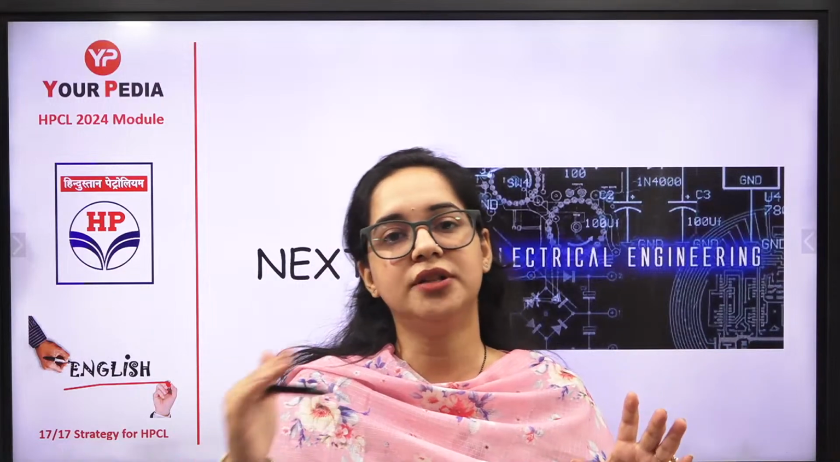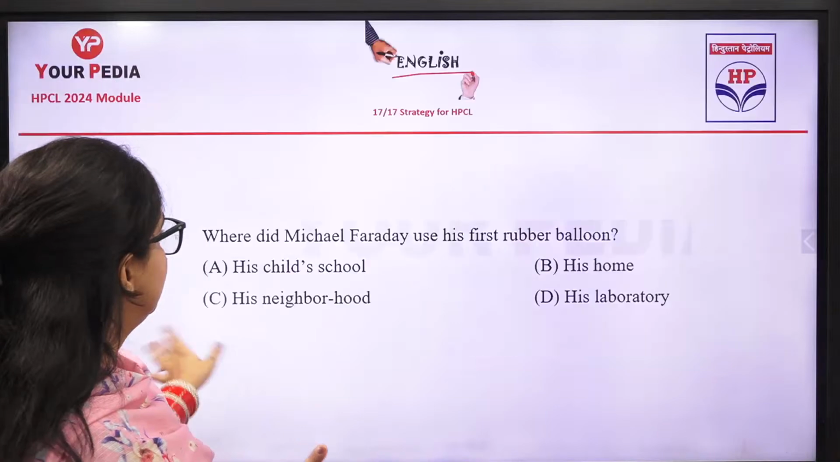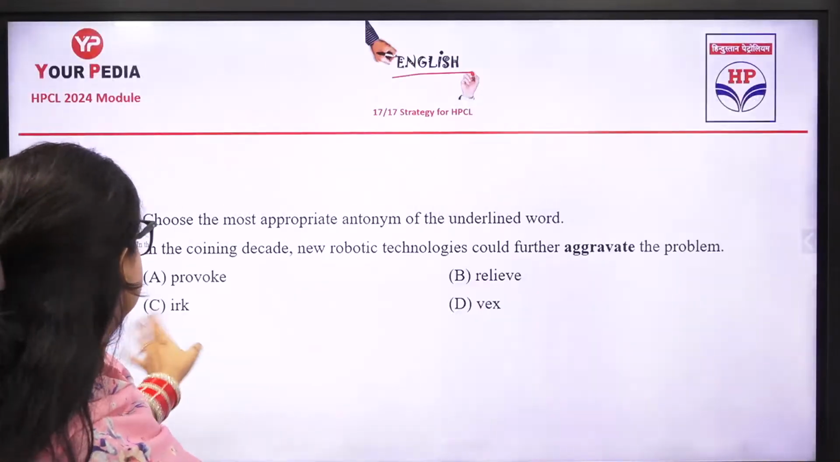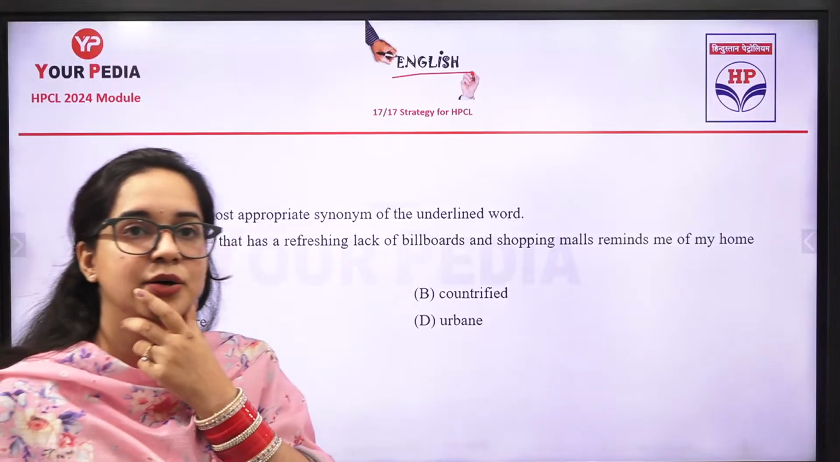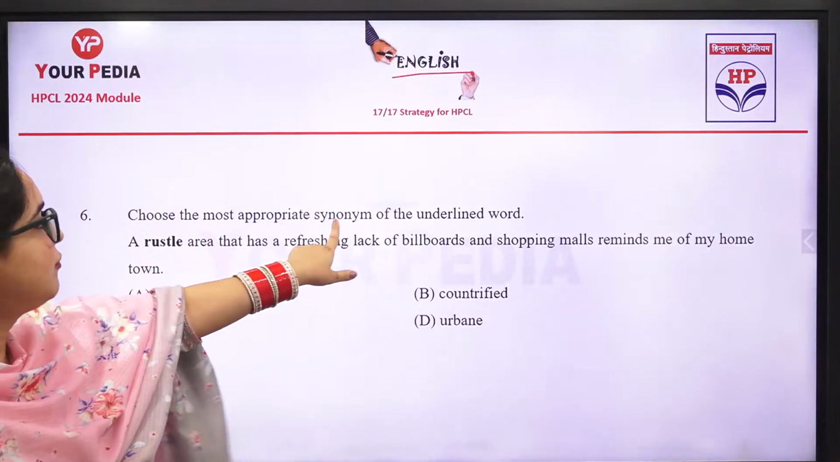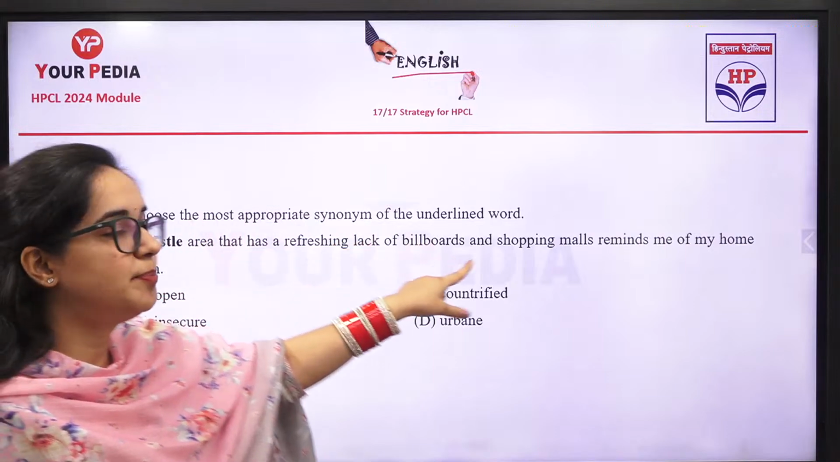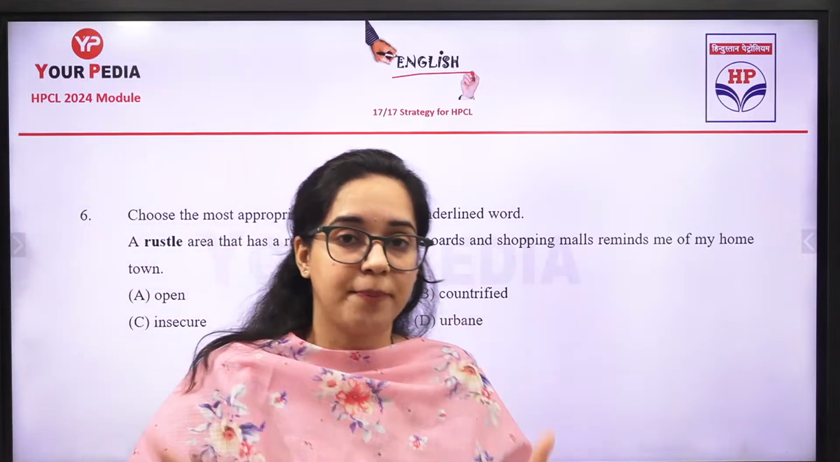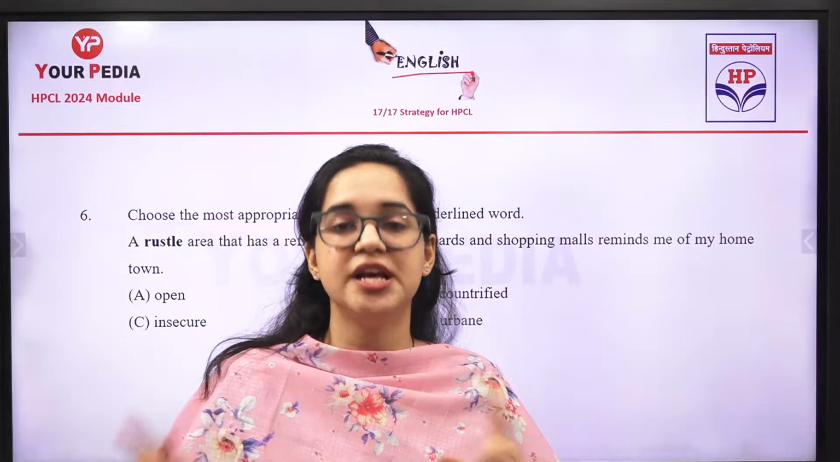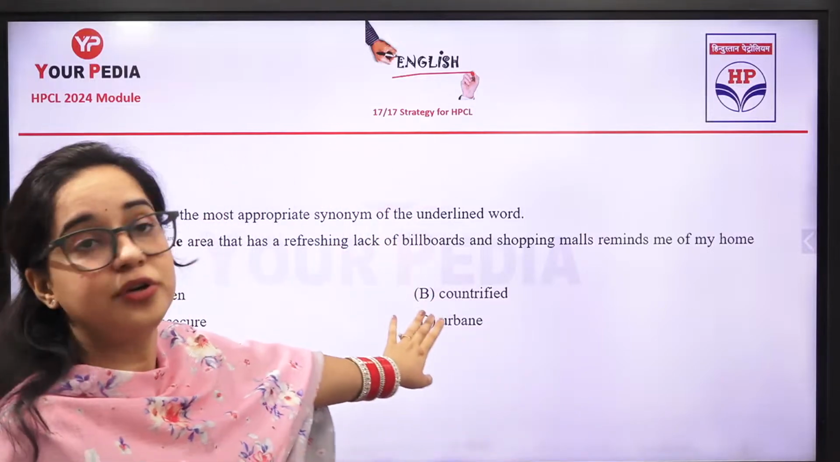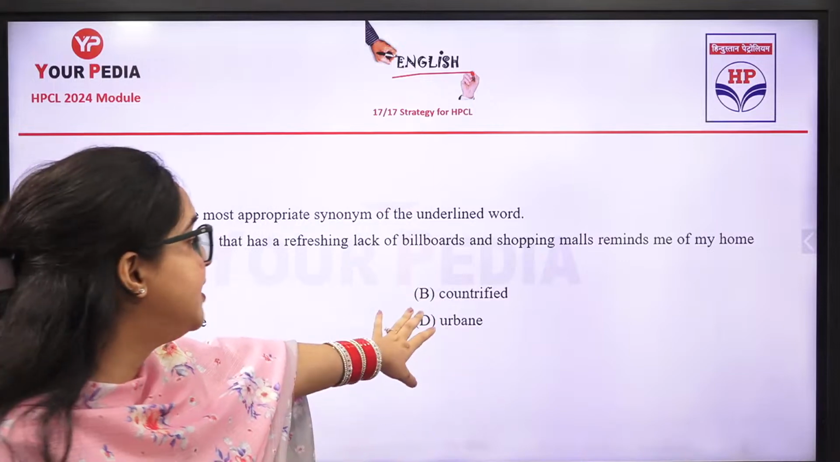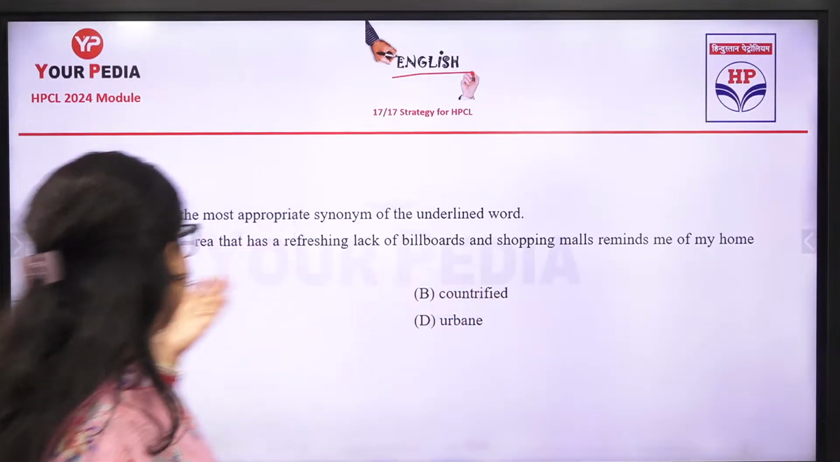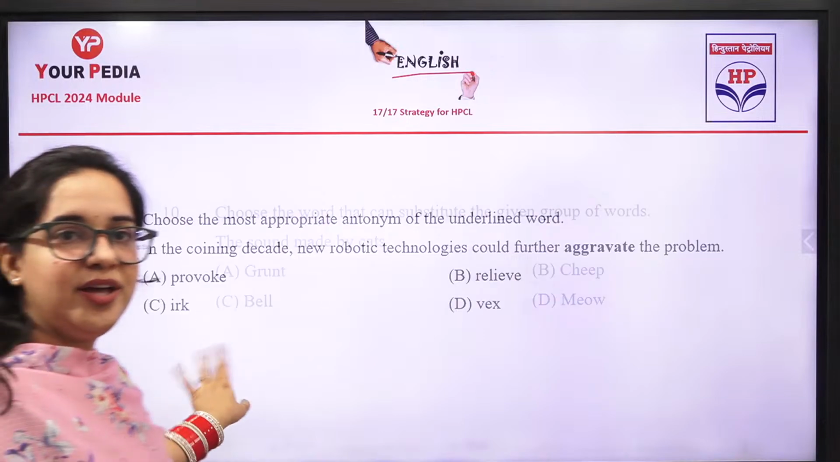There is one portion which is not over here, but we have to cover the other portions also. These were the prominent portions which are being asked in any classes. What was question 6 about? Okay, a rustic area. In question 6, you have to find the synonym of rustic. A rustic area lacks billboards, all the advertisement boards are not there, shopping malls are not there. So an area which does not have shopping malls and does not have long advertisement boards, you can call it an area which is countrified. That is the rural area, the kind of village area. So that is countrified. Urban is city life, open is open, and insecure is this.